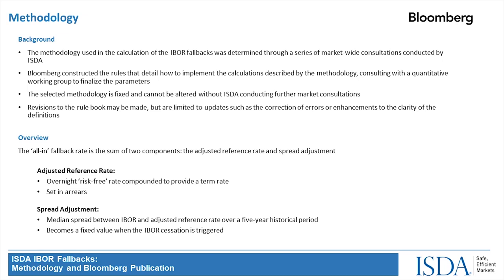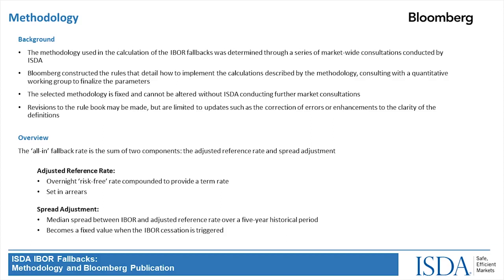At a high level, the fallback rate for each tenor of each IBOR is the sum of 2 components, an adjusted reference rate and a spread adjustment. The reference rate is the overnight or risk-free rate, and this is compounded in arrears over a period corresponding to the tenor to give the adjusted reference rate.